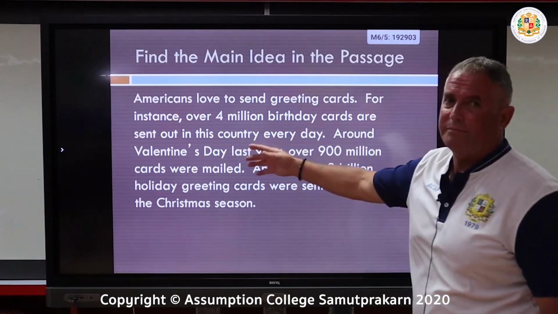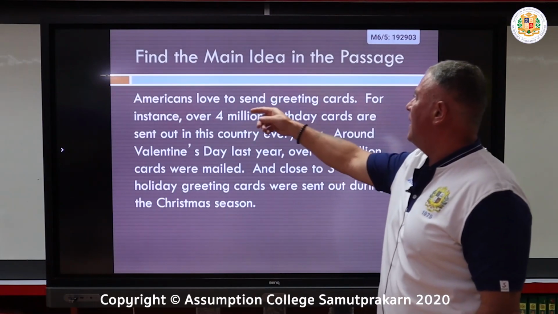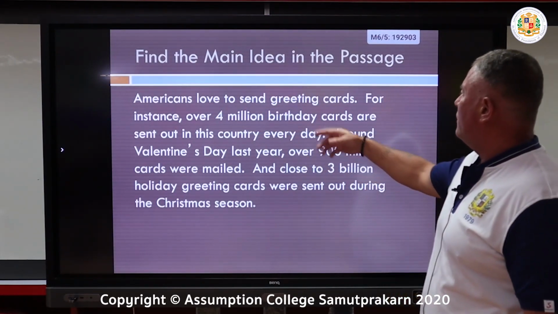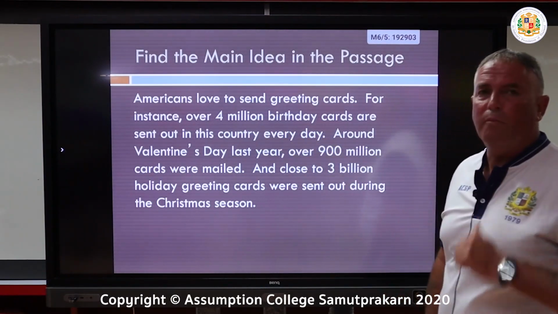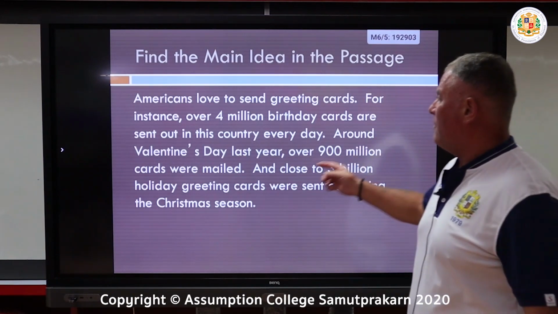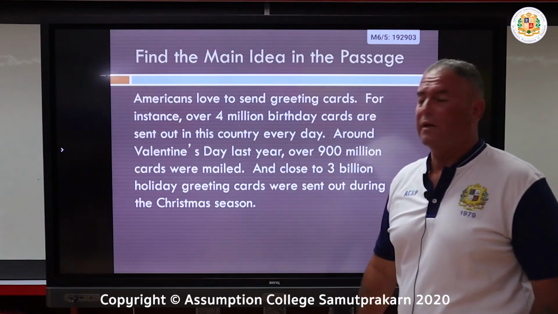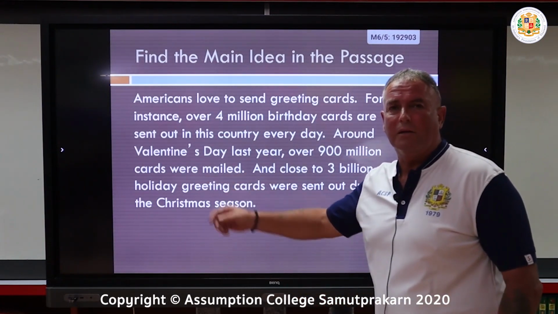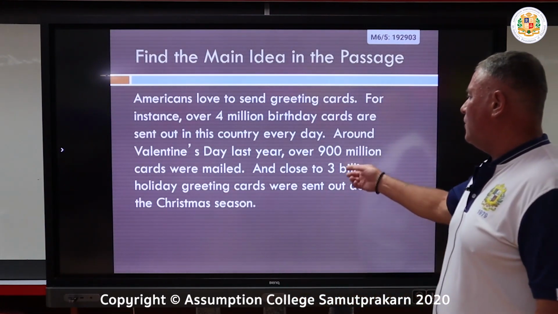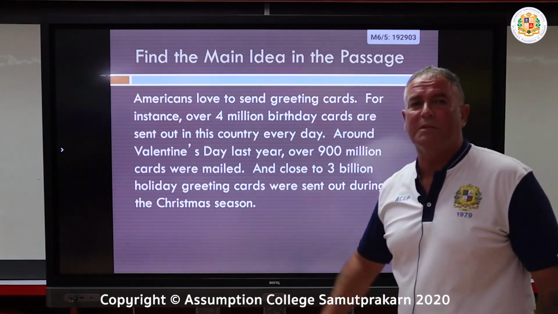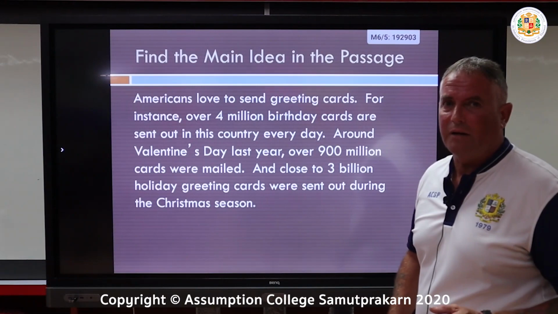Right, if we look here, it says, Americans love to send greeting cards. We've got details. 4 million birthday cards are sent across the country. Around Valentine's Day, okay, another detail. Over 900 million cards were mailed, another detail. And close to 3 million holiday greeting cards were sent out during the Christmas season, another detail.